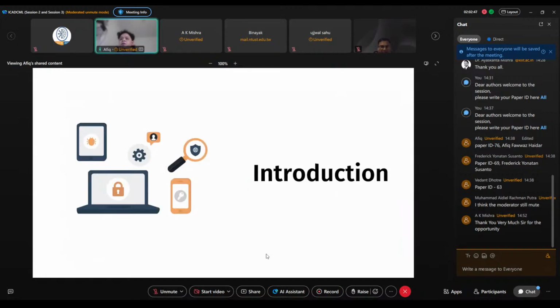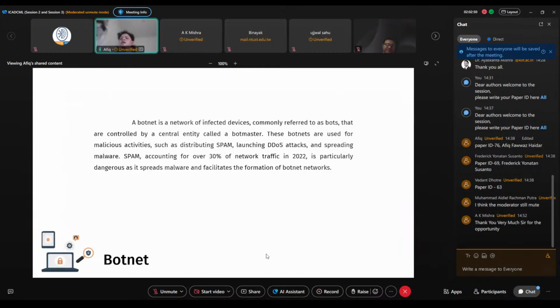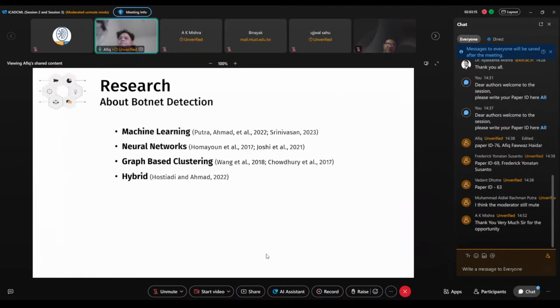First, we give an introduction about our topic, botnet. A botnet is a network of infected devices commonly referred to as bots. They are controlled by a central entity called a botmaster. These botnets are used for malicious activities such as distributing spam, launching DDoS attacks, and spreading malware. Spam, accounting for over 30% of network traffic in 2002, is particularly dangerous as it spreads malware and facilitates formation of botnet networks. Various detection models have been introduced, such as machine learning, neural network, graph-based clustering, and hybrid techniques.